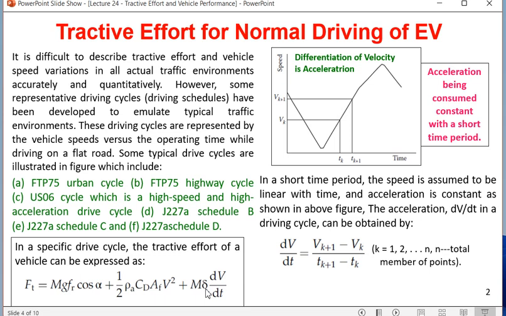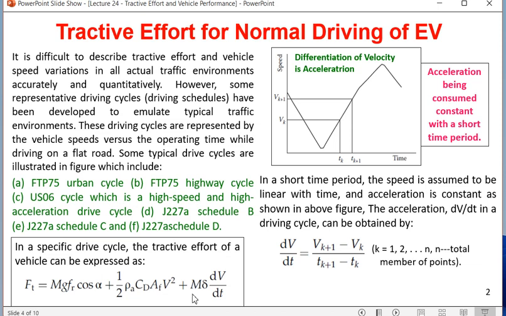So this right side part is the overall tractive force generated, and this is half rho A Cd A v square. This is the aerodynamic loss, aerodynamic drag, and m g fr cos alpha. So here the vehicle is running on a slope of alpha. So fr cos alpha is actually the rolling resistance with some slope. So the first two terms are actually losses.